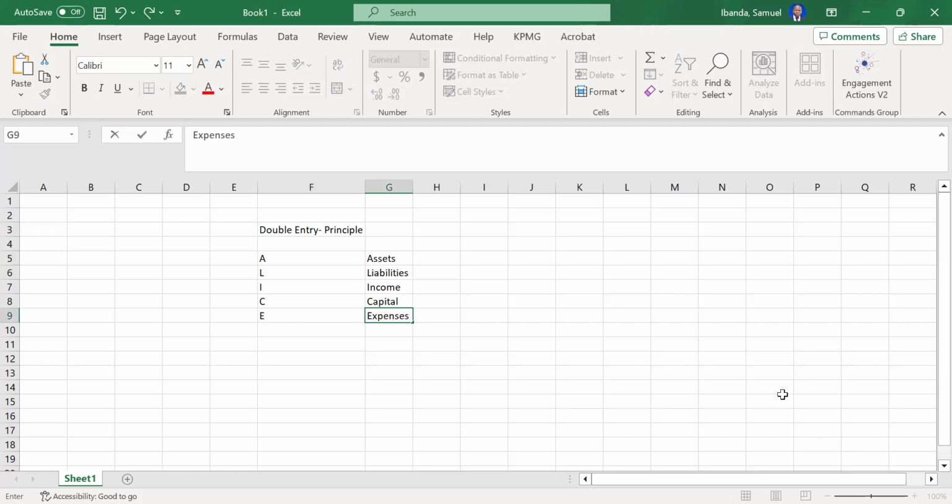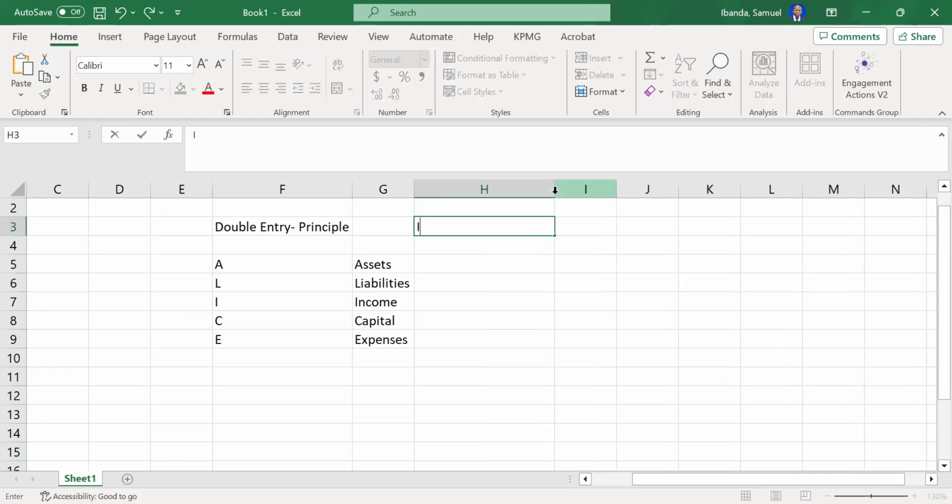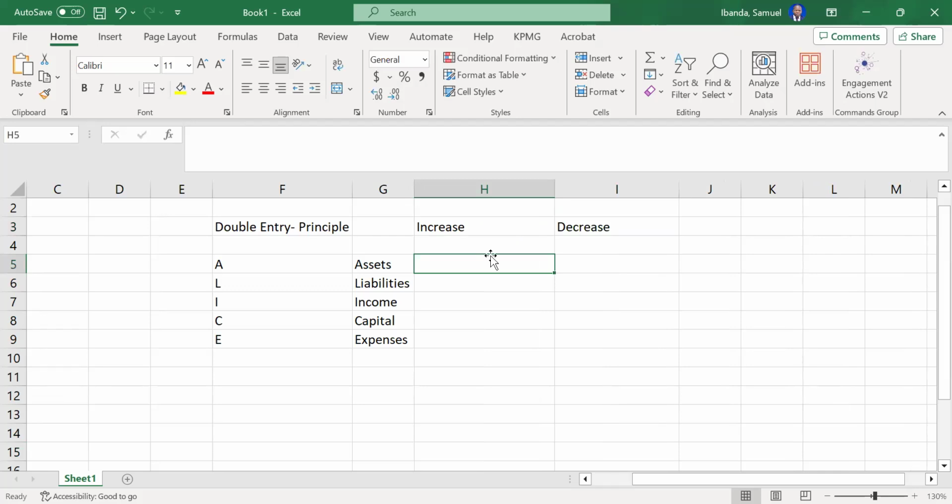Why I usually say it's good for you to use this is that it is easy to remember. And then you know that when each of these elements increases, what do we do? And when they decrease, what do we exactly do? It's also very important, of course, to know what an asset means to you, what some examples of assets are, and what exactly we are looking at.